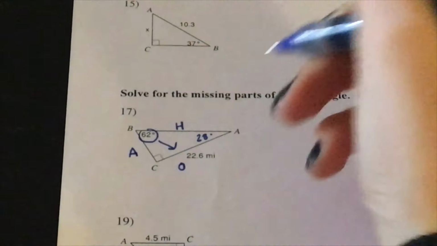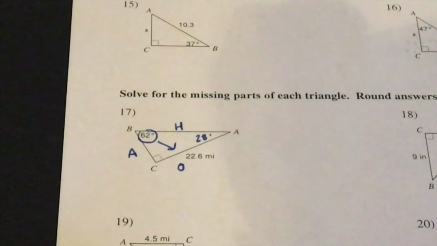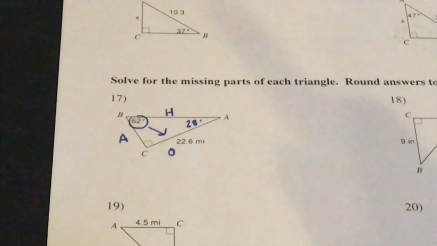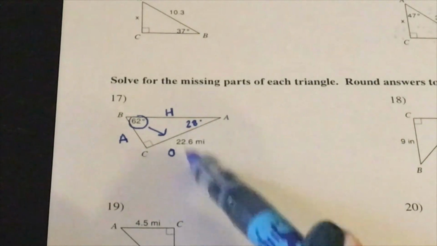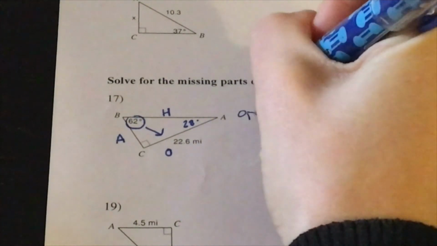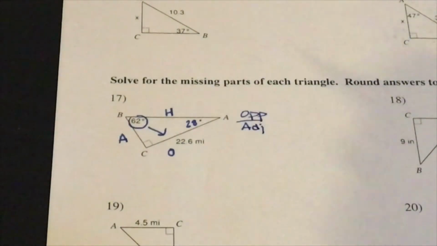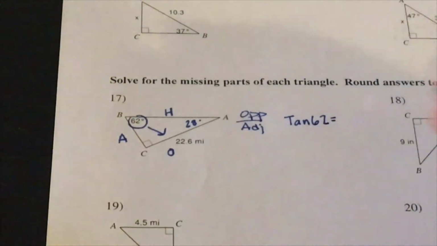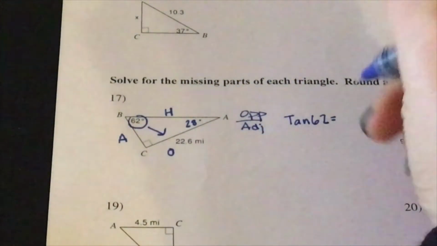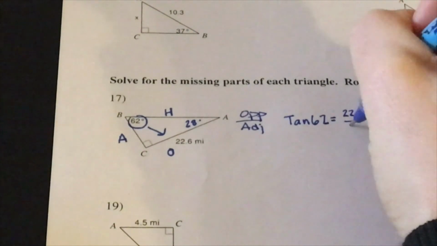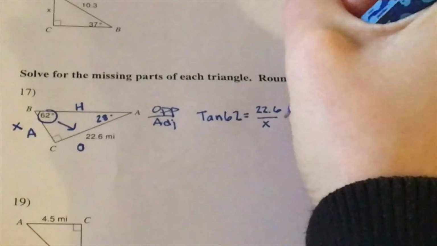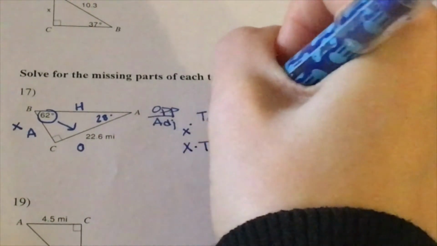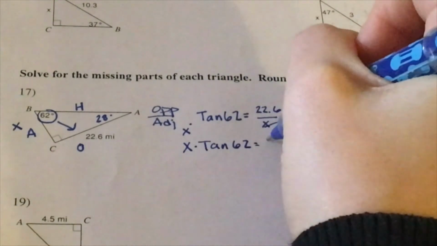So if I wanna find the adjacent side, I know my opposite. I don't know the hypotenuse, so setting up a ratio with these two sides won't help me because neither of them has a value. I need something with my opposite. So opposite over adjacent, that works. And that is your tangent ratio. So the tangent of 62 equals 22.6 over x. So x is stuck in the denominator. I'm going to multiply by x on both sides. So x times the tangent of 62 equals 22.6.